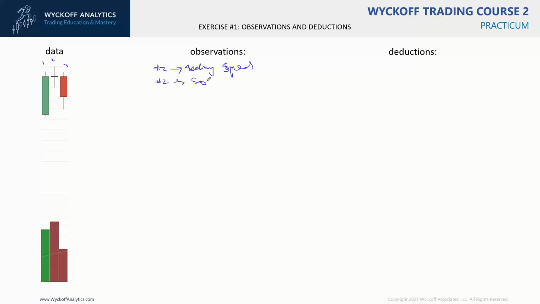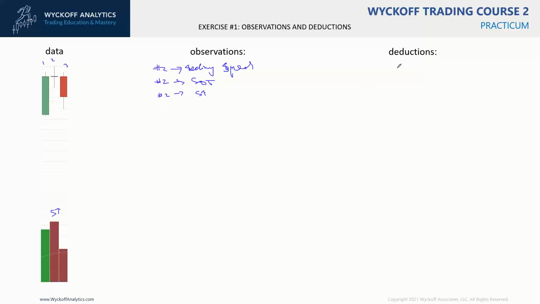Number 2, shortening of the thrust. Okay. What else? Supply capping the market. So there is definitely supply coming in. Okay. So again, bar number 2, supply is coming in.